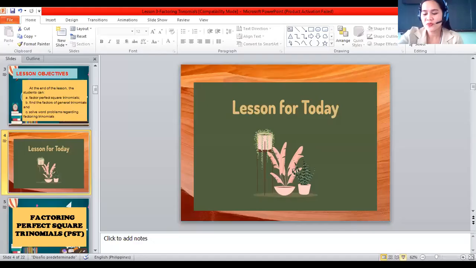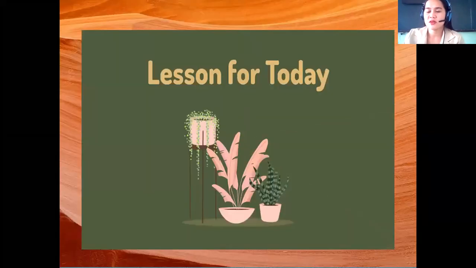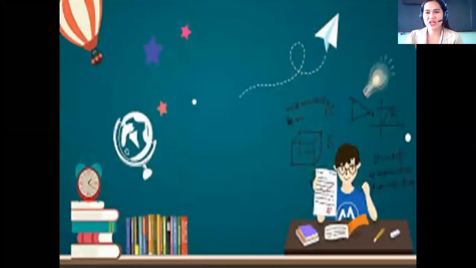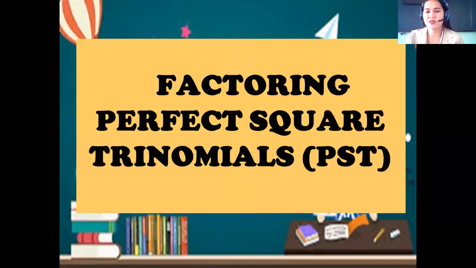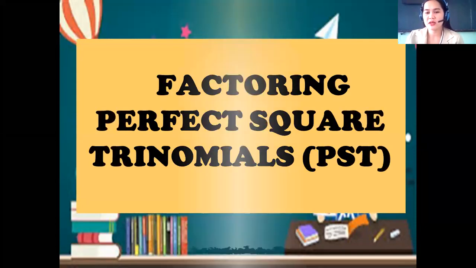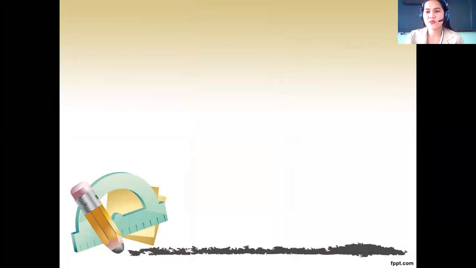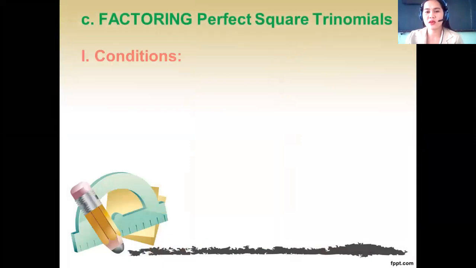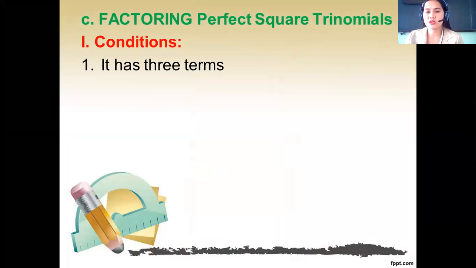This time I will teach you how to factor trinomials such as perfect square trinomials and general trinomials. First we have our lesson, factoring perfect square trinomials. What are the conditions in identifying if the given polynomial is a perfect square trinomial? First and foremost, it has three terms. Yes, dapat tatlong terms ang nandoon.